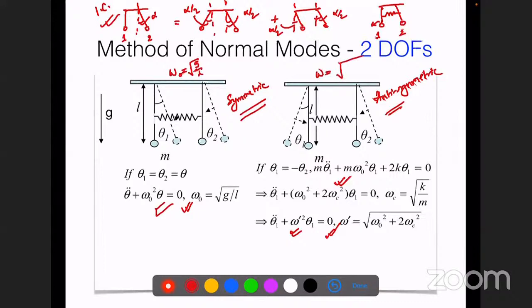Omega naught square plus 2 omega C square. So if I can identify these individual building blocks which move with the same frequency, then that makes my job significantly easier, because I can have some irregular initial condition and I don't need to bother about how that irregular initial condition is going to evolve in time. I can just say, let me initially break this irregular initial condition in terms of these building blocks. And I have a very good understanding of how each building block actually evolves.